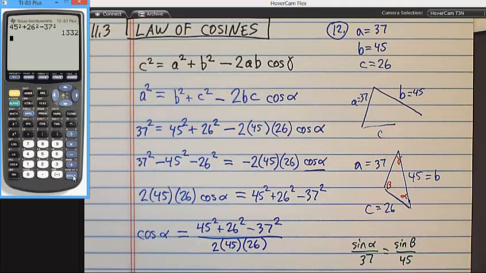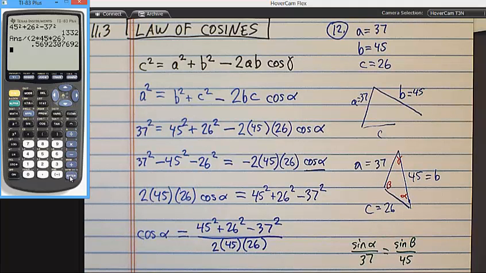If I want to type the whole thing in, you have to keep the numerator in parentheses, and you also have to keep the denominator in parentheses. As a matter of fact, when I divide here, I'll type the whole denominator in at once, but I'll put it in parentheses. 2 times 45 times 26. So there you go. What is that? That's the cosine of alpha.